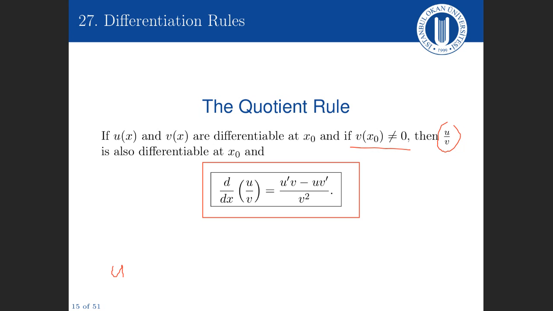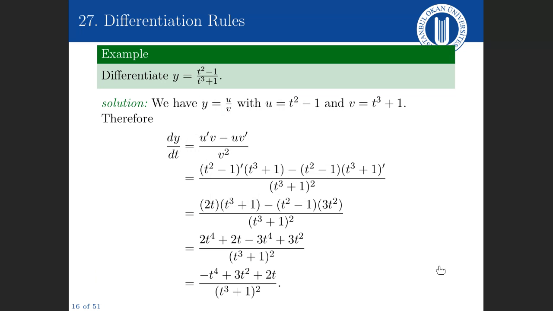Let me just remind you of the product rule. The derivative of u multiplied by v also started as u prime v, but then it was plus u v prime. For the quotient rule, we have a minus sign instead of a plus sign, and we must divide by v squared. For example, we could use the quotient rule to calculate this derivative. Differentiate t squared minus 1 divided by t cubed plus 4.